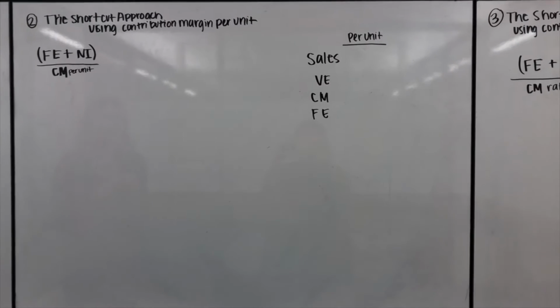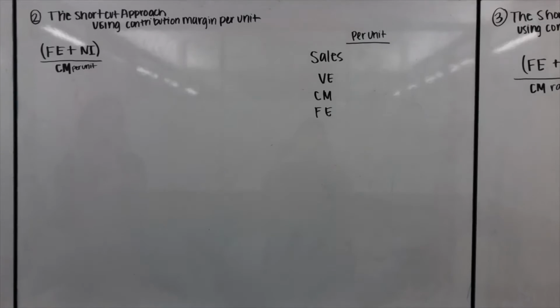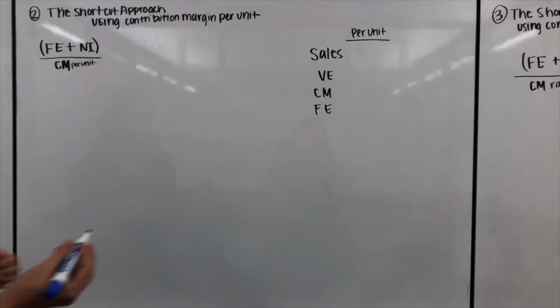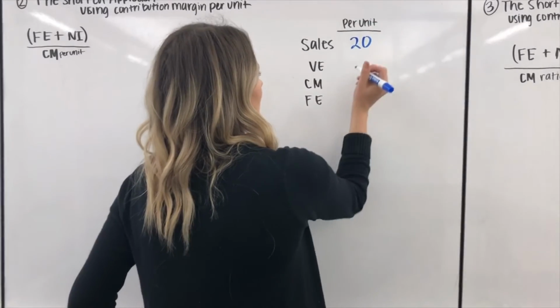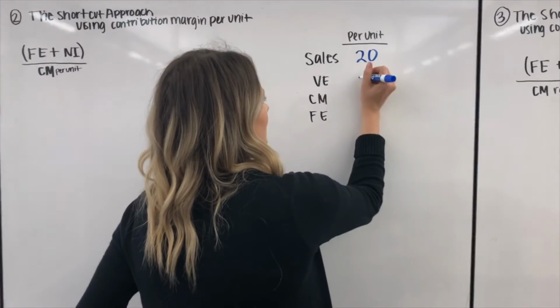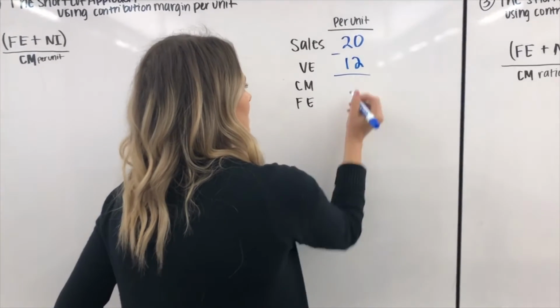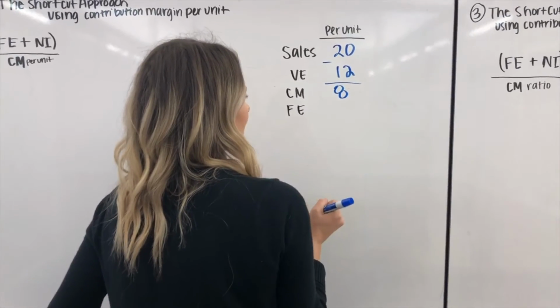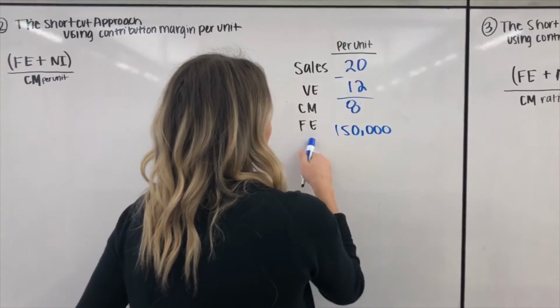Alright, so the second approach to finding the break-even units is the shortcut approach using contribution margin per unit. Again, we have our beach balls selling for $20. We have our variable expenses at $12. Take your sales minus your variable expenses, leaves us with $8 of profit. And again, our $150,000 of fixed expenses.